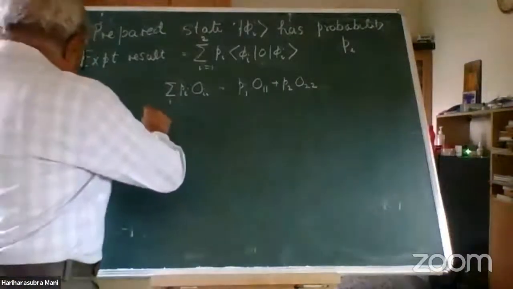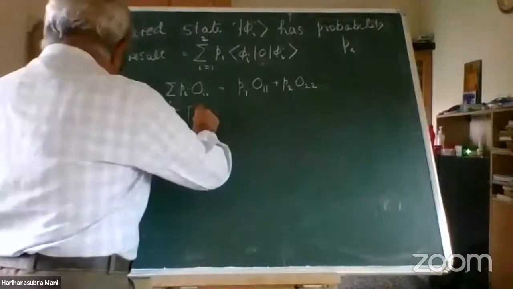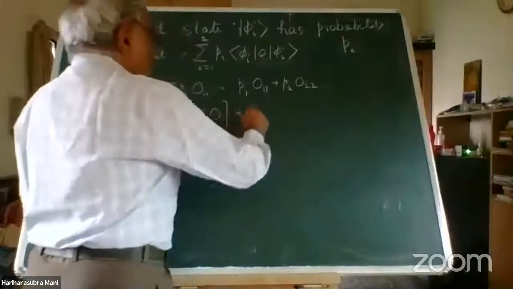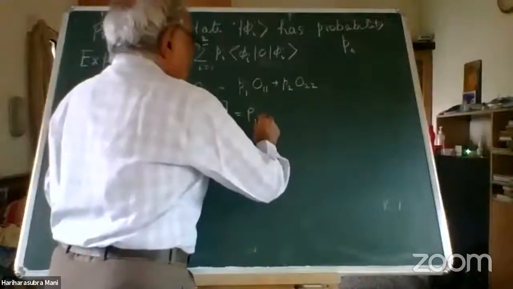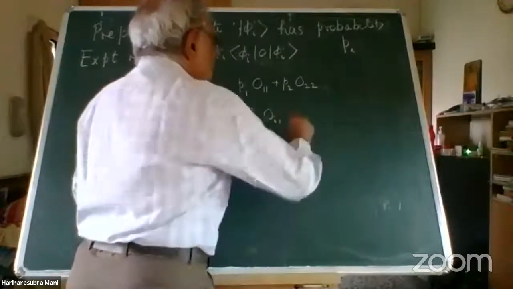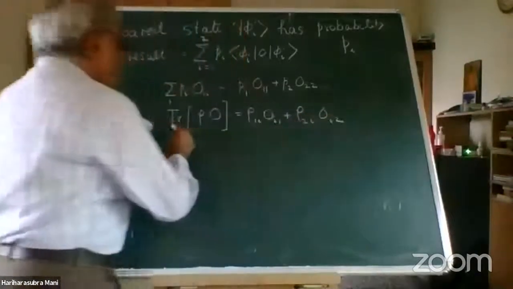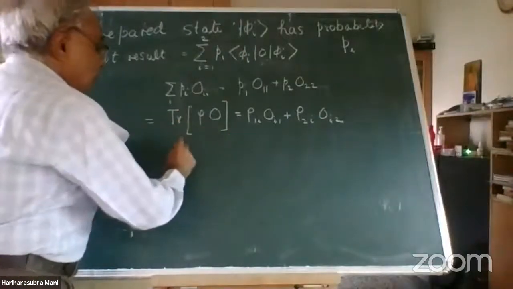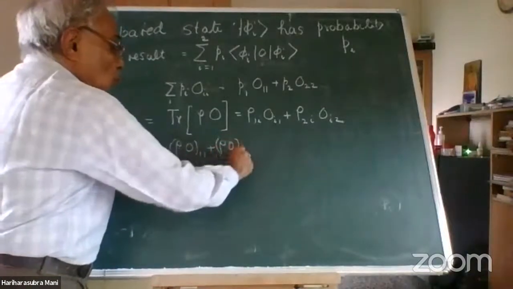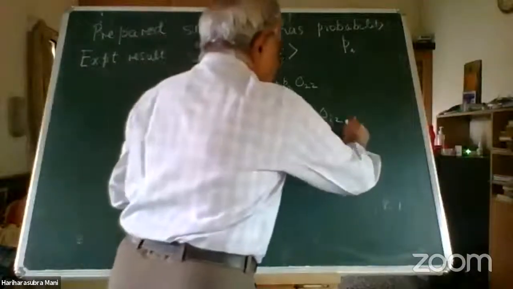Which I am going to write in the following form. I am going to write this as trace of rho O, which is rho_1i, rho_1i O_i1 plus rho_2i O_i2. Remember, trace means adding the diagonal elements. What is that? Rho O11 plus rho O22. Rho O11 is this, and rho O22 is that.